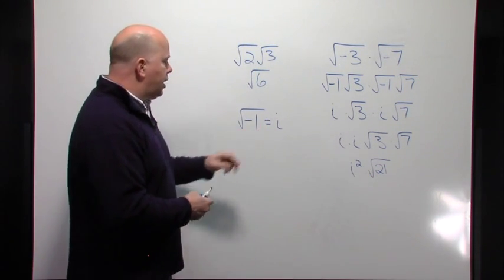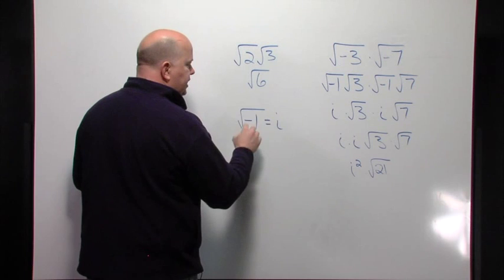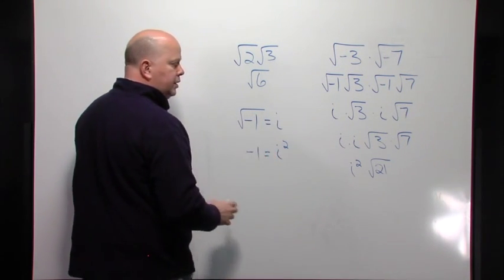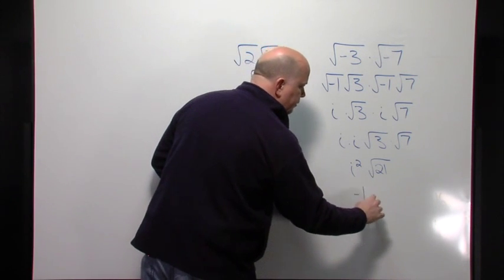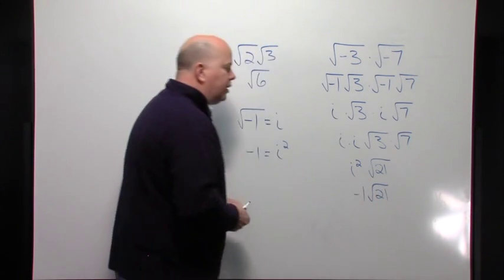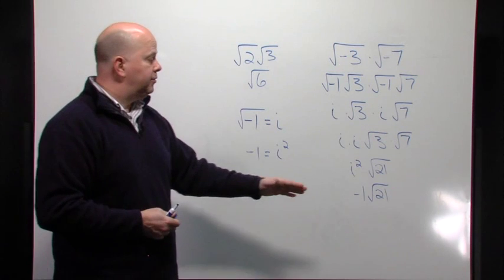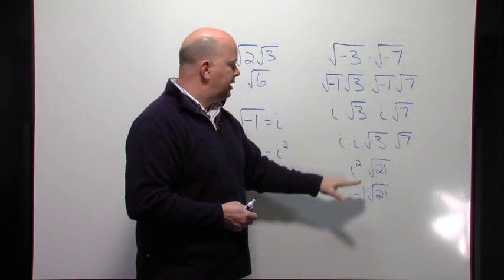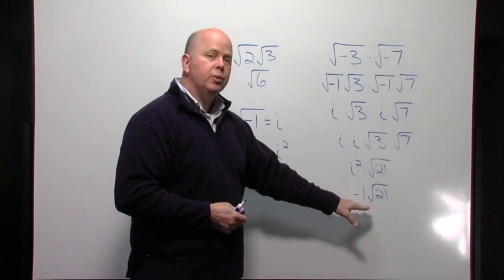And just like this property, there's a second property. If we square this side and square this side, i squared equals negative 1. So if we substitute that into our simplification, we have the square root of negative 3 times the square root of negative 7 equals negative 1 times the square root of 21.